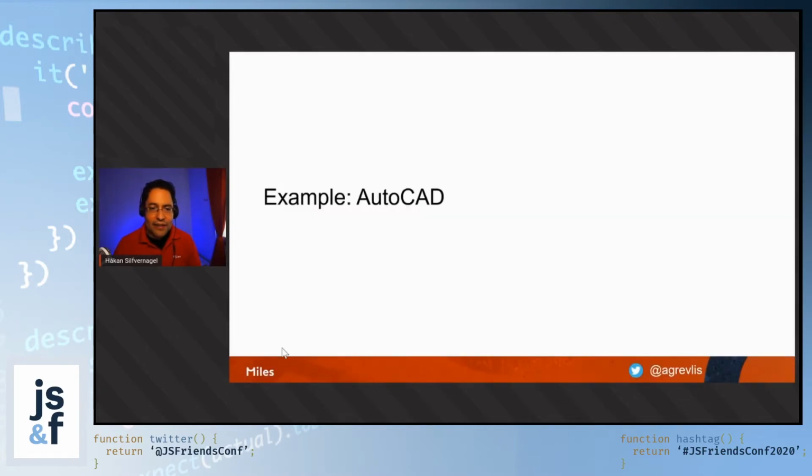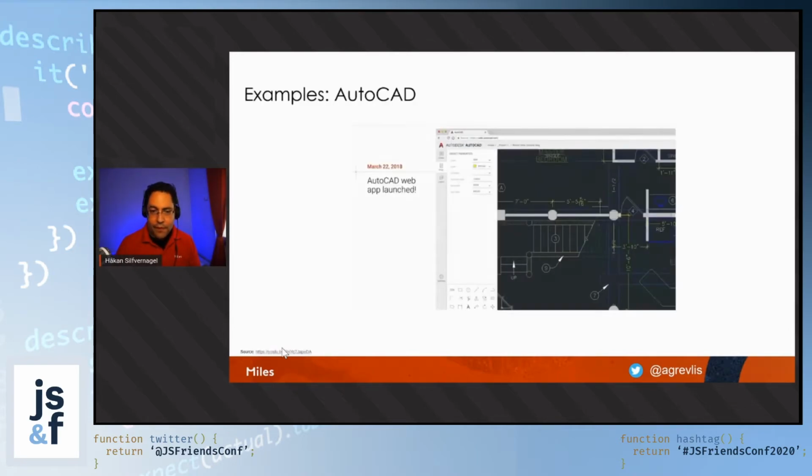Another example is Autocad. Autocad has a lot of different drawings. So what they would like to be able to do is expose these drawings to their customers using the browser. So in 2018, they launched something called the Autocad web app, which is using WebAssembly. I'm going to give you a quick overlook of how the architecture is for this application.